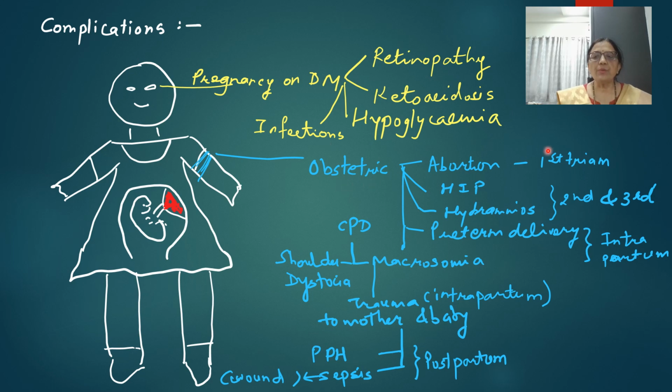Obstetric complications, we can remember: in the first trimester, increased risk of spontaneous abortions in uncontrolled overt diabetes. In the second half of pregnancy, both hypertensive diseases in pregnancy and hydramnios. Intrapartum, there can be preterm delivery and all the problems because of macrosomia. So what are the complications because of macrosomia? CPD, shoulder dystocia, intrapartum birth trauma to mother and baby. Postpartum complications are PPH, and there can be increased infection, sepsis, puerperal sepsis, or wound infection.